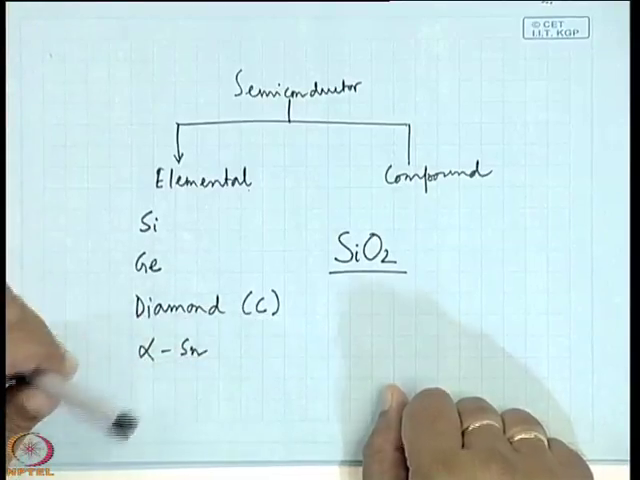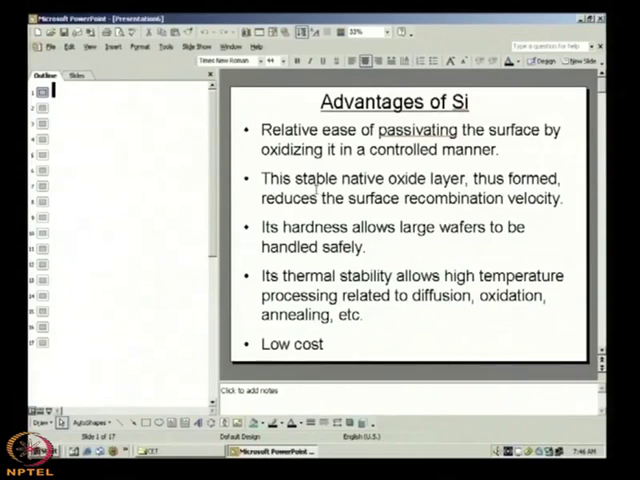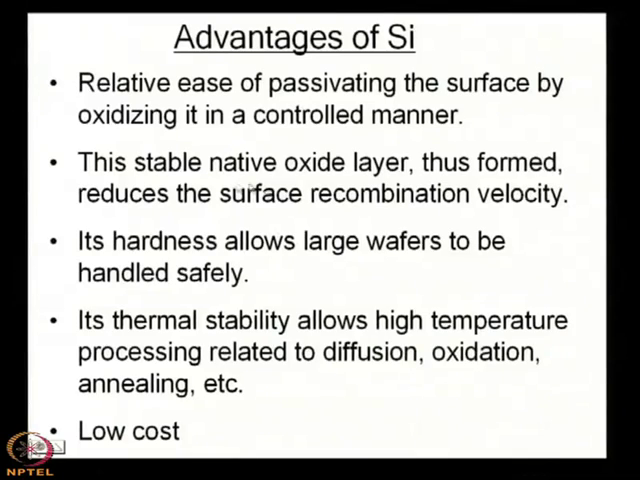And this stable native oxide layer thus formed reduces the surface recombination velocity. That is another advantage of the oxide layer. Now, what is surface recombination velocity? What do we mean by surface recombination velocity? Can you tell what is surface recombination velocity?